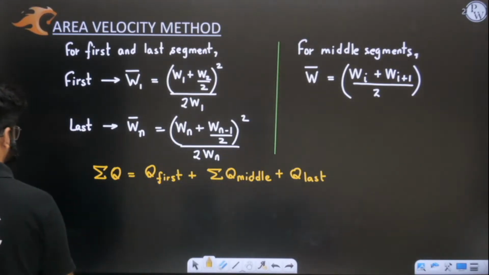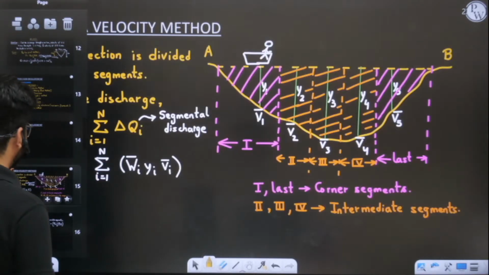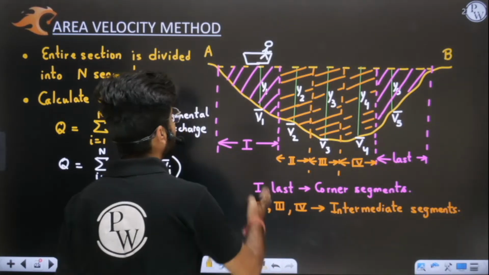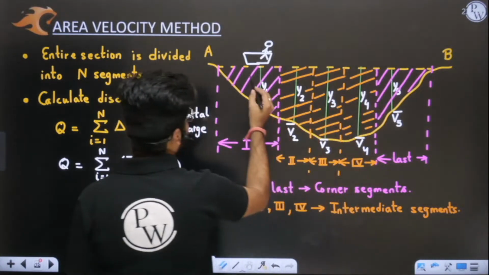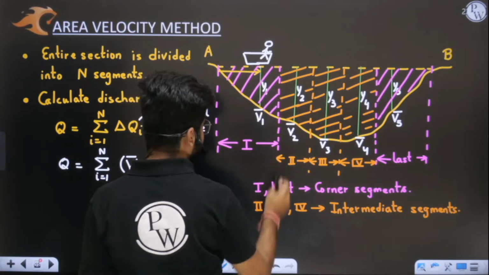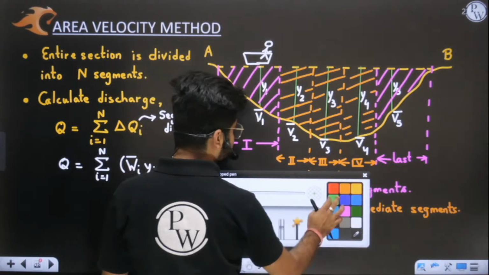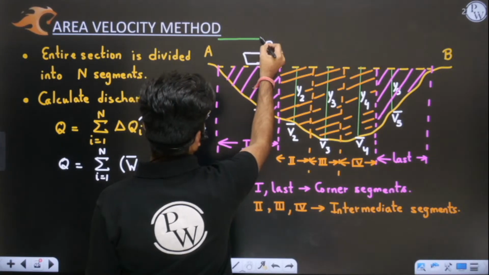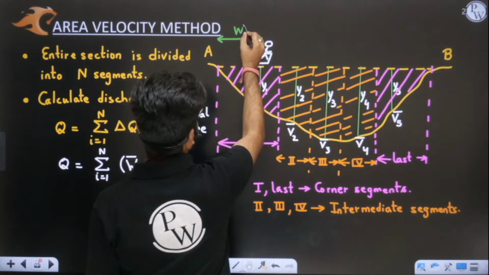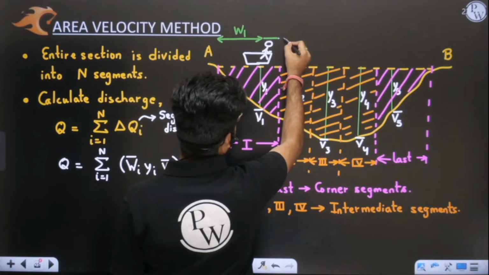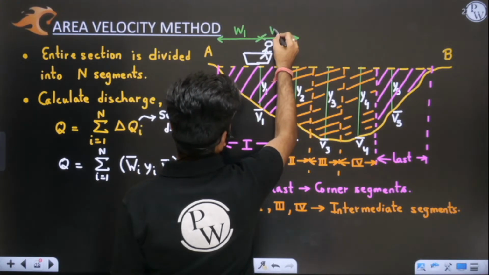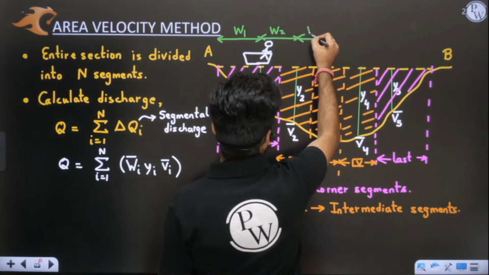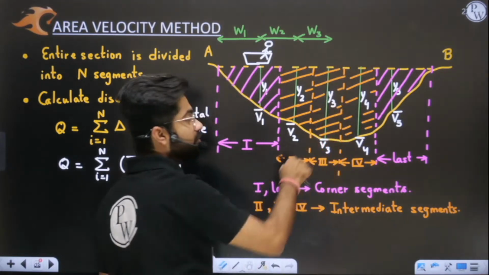Let us take this example only. In your river, let us assume we are moving from this end to this end, and after every 3 meters, let us say this gap is 3 meters. This is your first width, W1. Again 3 meters, this is W2. After every 3 meters we are taking a halt and measuring depth and average velocity.